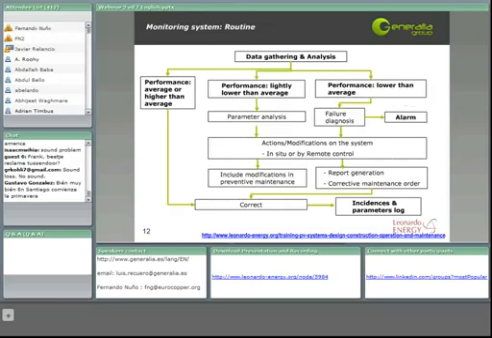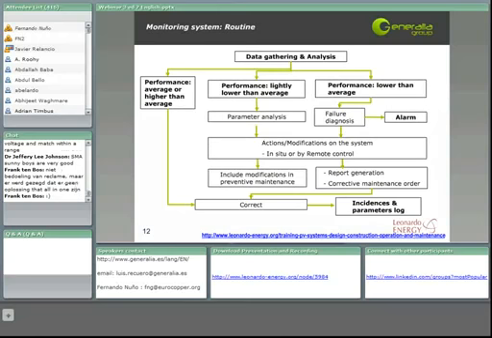Here we can find the monitoring system typical routine. Once the data is being gathered and analyzed, we can find that the performance is average or higher than average. So we then will know that the state of the solar PV facility is correct and nothing is to be done.